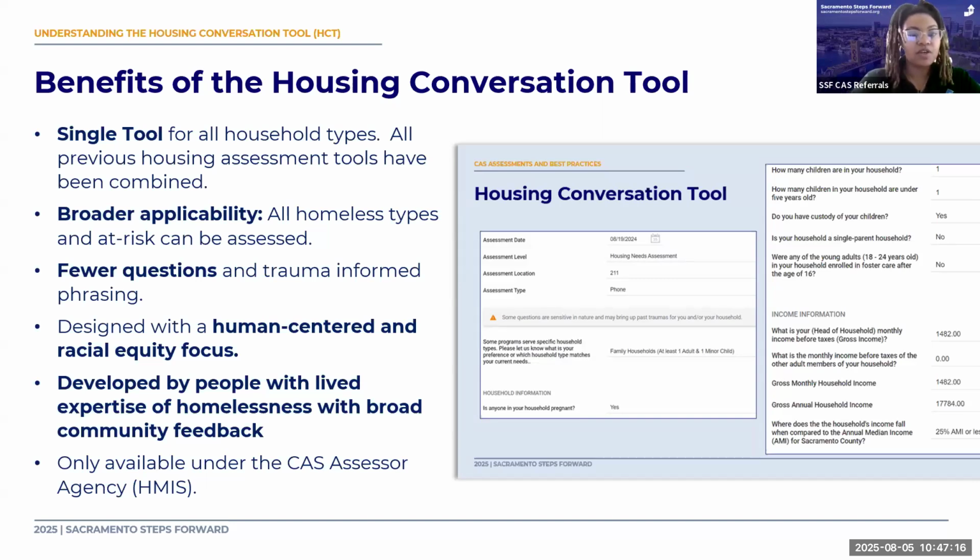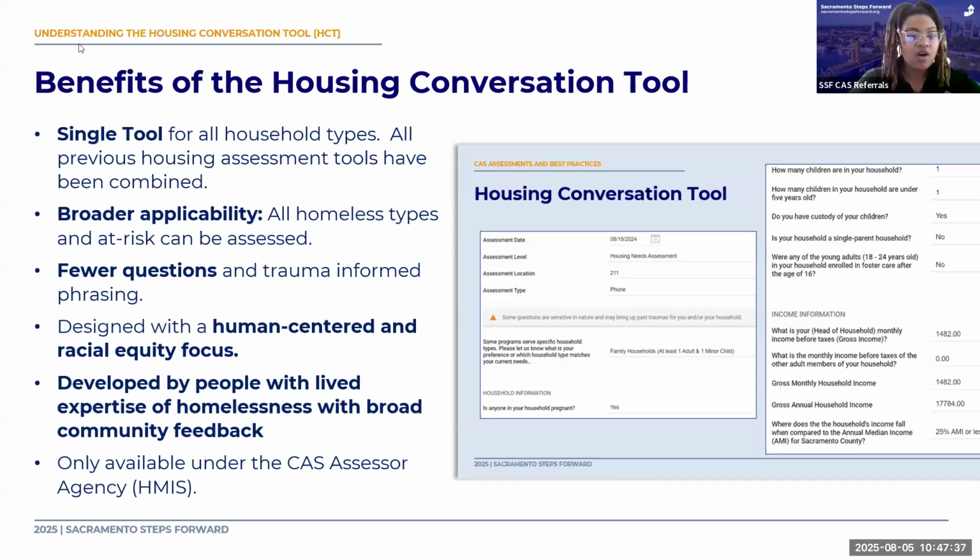And it was designed with a human-centered and racial equity focus. Again, we had those folks in our meetings to be able to provide more of that human-centered aspect that we needed when we're getting into these very deep conversations about people's experience. And then developed by people with lived expertise of homelessness with broad community feedback.